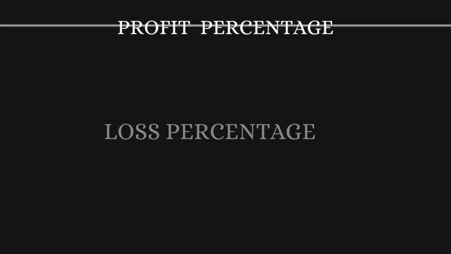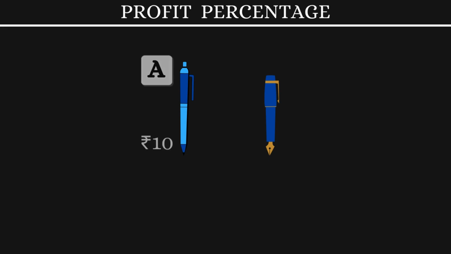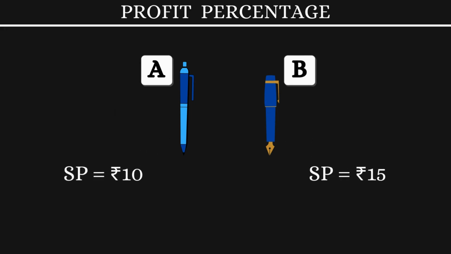Profit percentage and loss percentage. Let's start with profit percentage. We'll assume a shopkeeper sells two types of pens, one for 10 rupees and the other for 15 rupees. This is the selling price. Let's say he bought the first one for 5 rupees and the second one for 10 rupees.